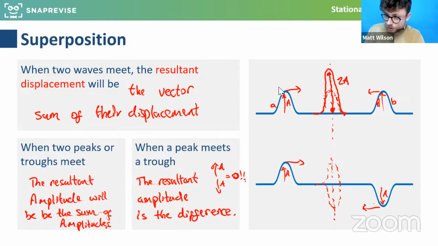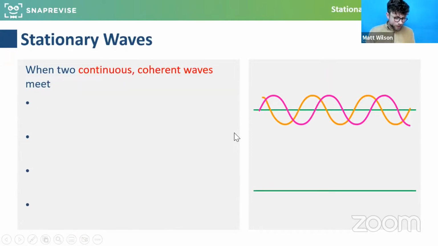Okay, so now we're going to build on this to look at another effect. Now we understand about superposition. We're going to see a slightly more complicated situation where superposition causes quite a weird visual effect, or auditory if these were sound waves. So when we have two continuous coherent waves meeting and moving in opposite directions. So let's imagine, for instance, that the orange wave here is moving to the right.